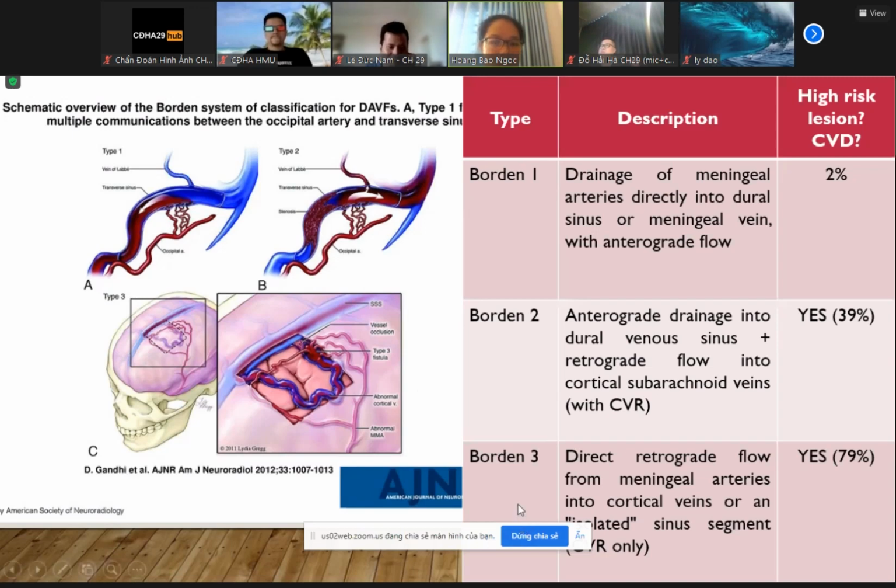Lastly, in Borden type 3, there is direct retrograde flow from meningeal arteries into cortical veins or an isolated sinus segment. And almost 80% of patients in this group have aggressive lesions.